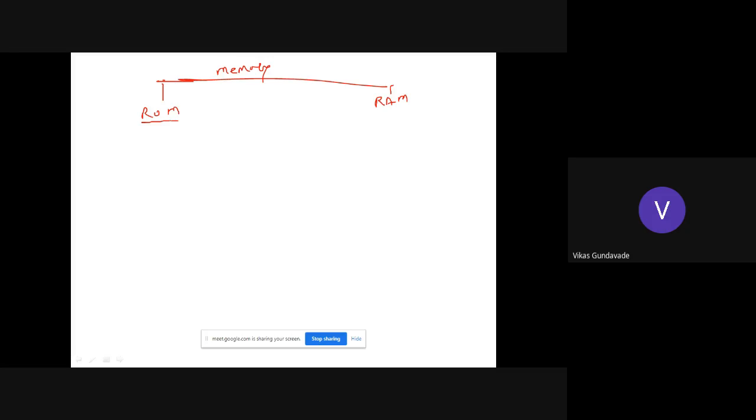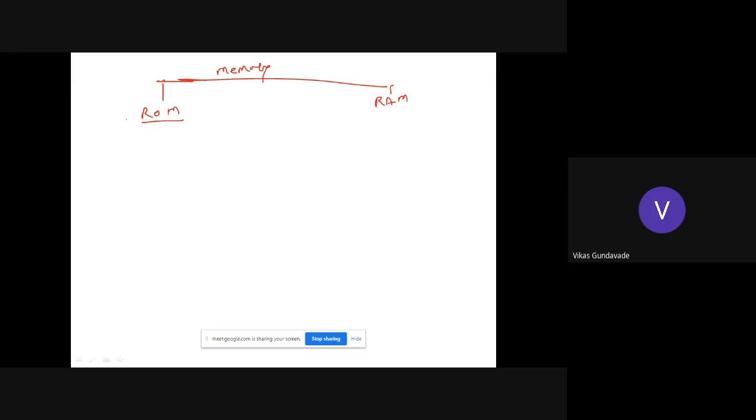Okay. So what is the meaning of read-only memory? Here, this memory is written a single time. And it will not lose the data if suppose any power fluctuation occurs, or if we turn off the memory or turn off the system.